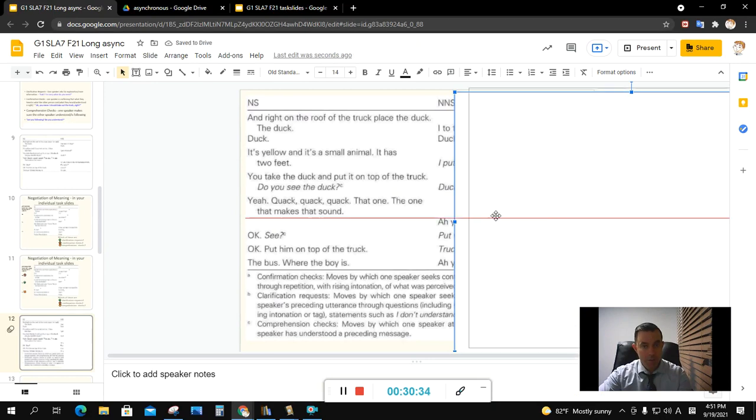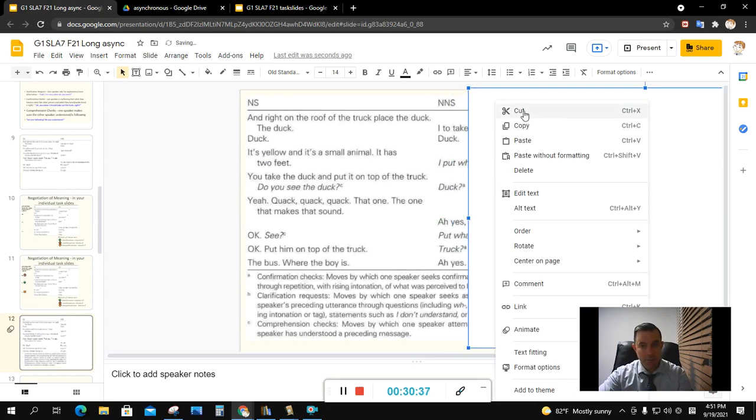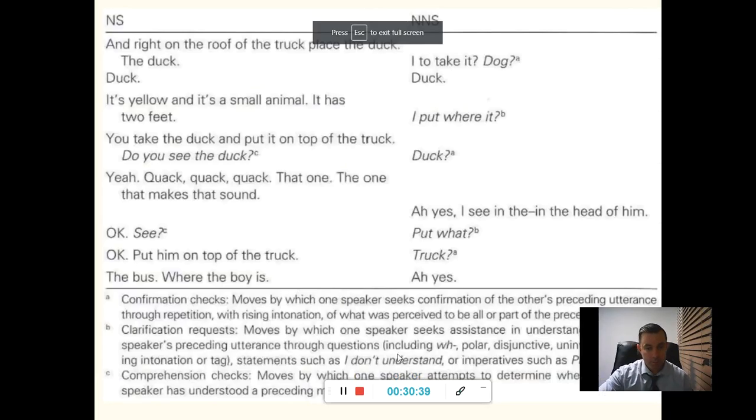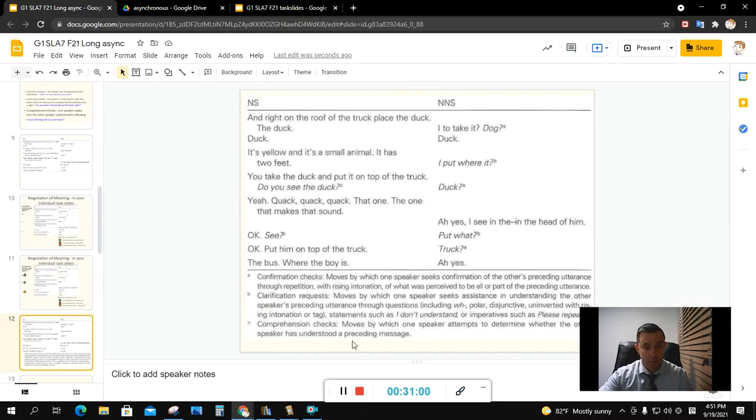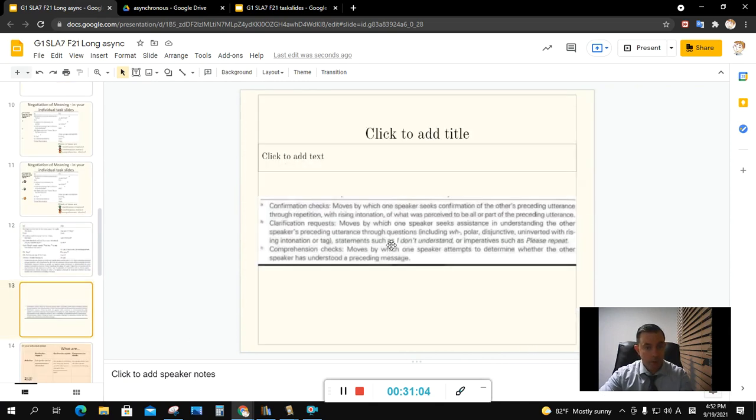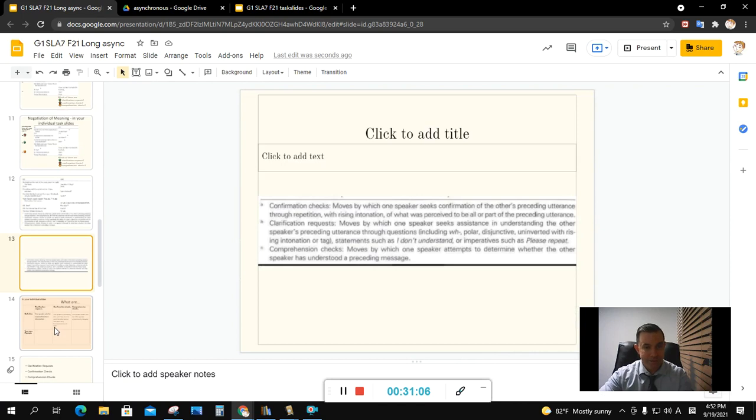And if you're interested in the academic explanation of these, you have it right here at the bottom of this slide. Confirmation checks, moves by which one speaker seeks confirmation of the other's preceding utterance through repetition with rising intonation or what was perceived to be, etc. Okay, you can read that if you're interested. It's very academic, linguistic-y talk. And there it is again, if you're interested.